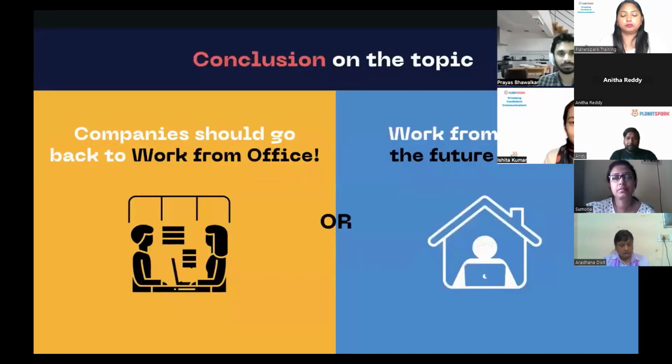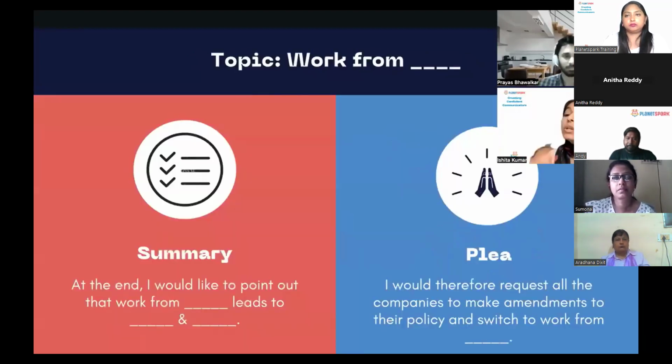So going back to your topic, Prayas, about companies should go back to work from office. What would you want your summary and plea to be? And you can use these sentences to frame your complete summary and plea.